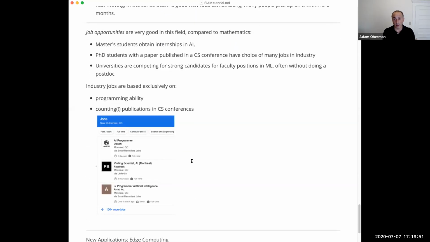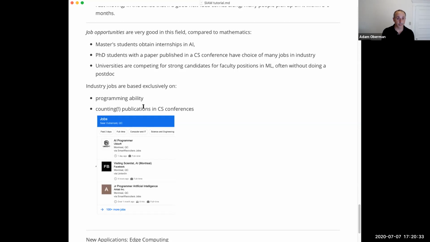Let me also say, in the context of a tutorial and an annual meeting, job opportunities: I think most people know that there are very good job opportunities in this field, even compared to hot areas in mathematics. Montreal may be better than other places because we're a bit of an AI hub, but master's students get internships in AI. PhD students, especially if you have a paper published in a conference, can get great jobs in industry. For faculty positions, the universities are fighting for candidates, and these people are getting jobs if they want straight out of their PhD, although typically they'll take a postdoc as an internship at one of the companies and then come and do their job.